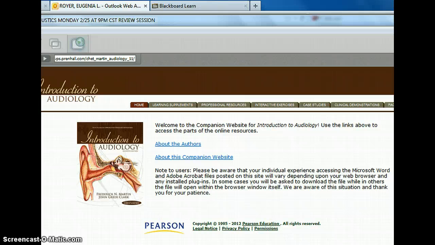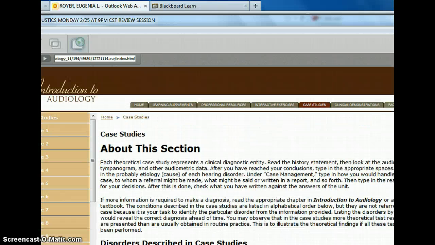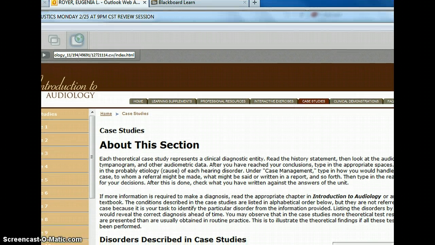Okay, so now what I'm going to do is I'm going to take us to the case studies. And who would like to talk about their case study for us? Do I have any volunteers? It doesn't have to be real formal. I just want you to talk about which case study you did and how you arrived at your conclusion. Do I have any volunteers?